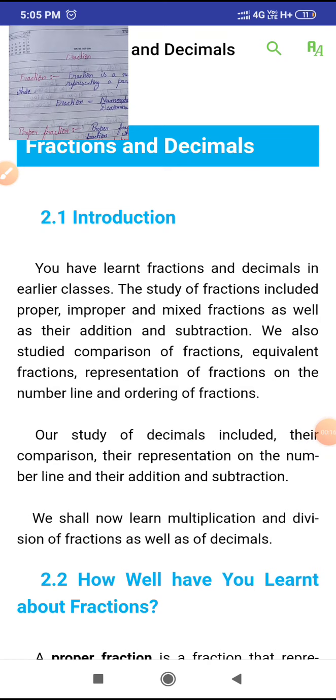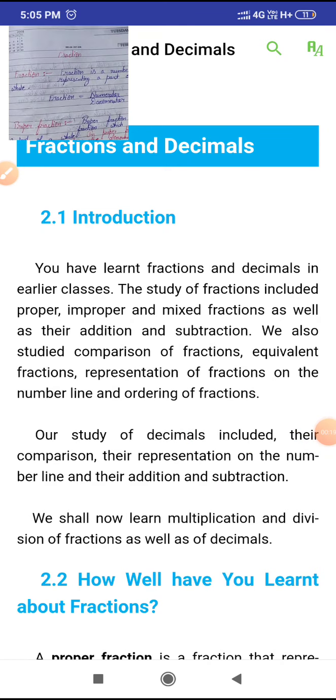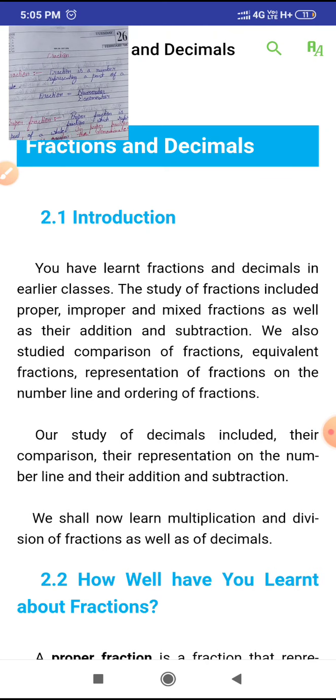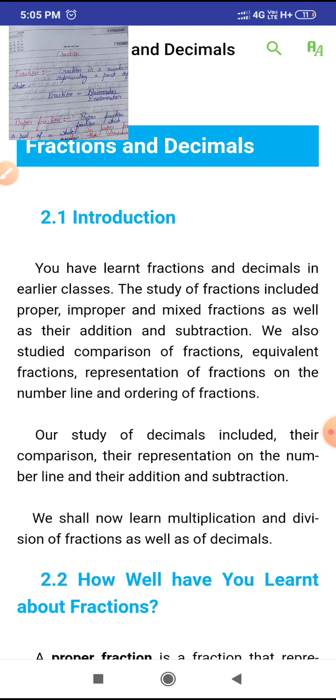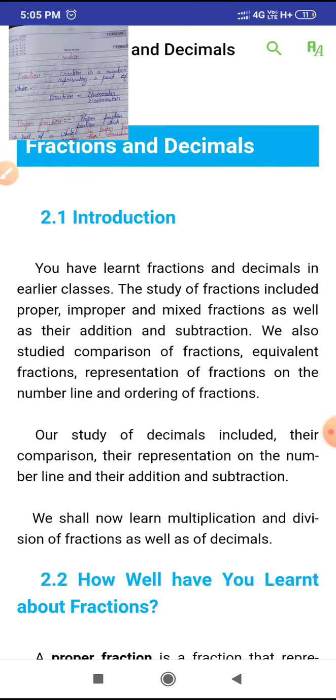So the first term is fraction. What is a fraction? A fraction is a number representing a part of a whole, and we write any fraction in the form of numerator upon denominator.